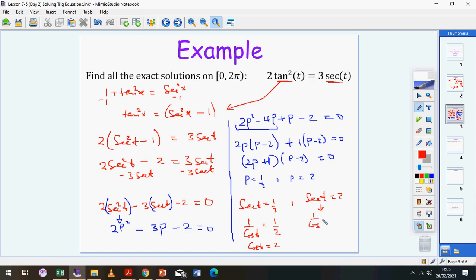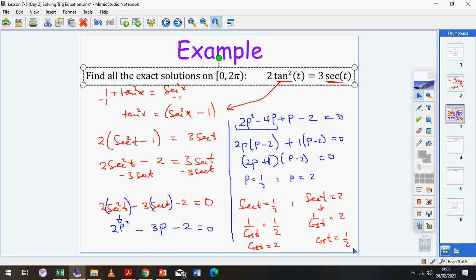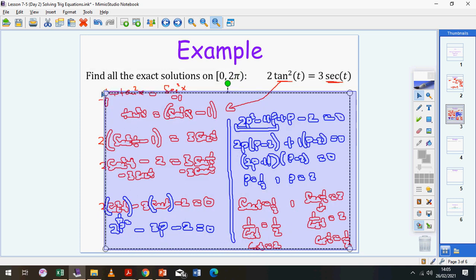Now, the first portion of it, where it says secant, this is the size of this. Okay.